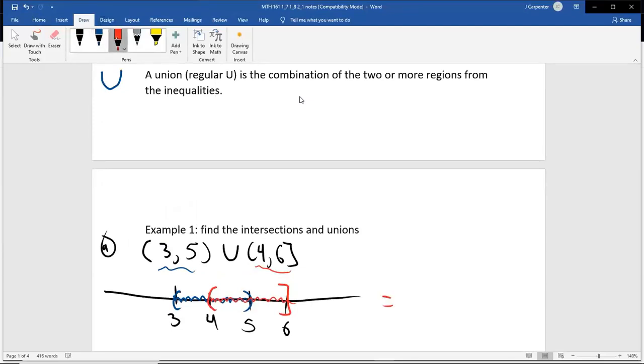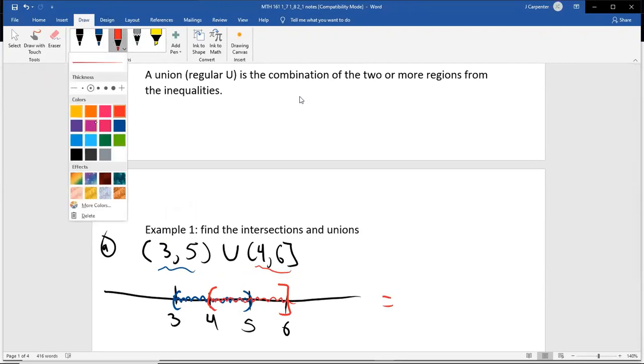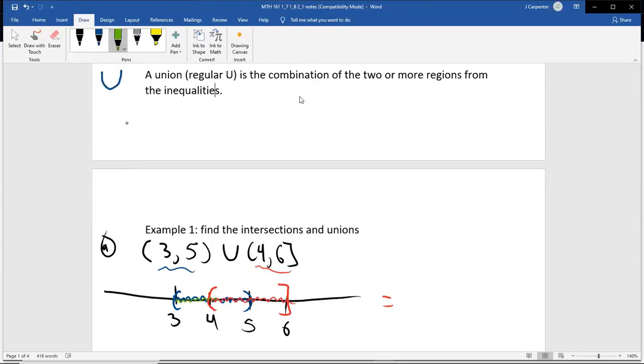So let's do a different color. Let's go yellow or green. Green sounds good. So the union is everything. I'm now going to shade everything that I see. I'm starting at the 3, and I'm just shading wherever I have anything shaded, blue or red. It's everything. And then it was a parentheses on the left and a bracket on the right. So that green is the solution. It would be parentheses 3, 6 with a bracket. Unions are everything that has been shaded. Intersections are only the overlapping regions.